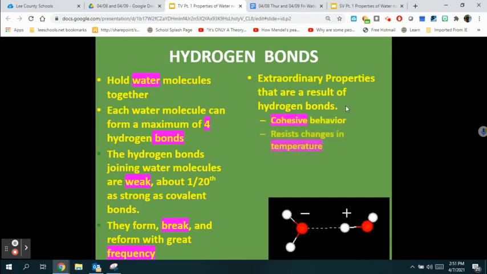Cohesive behavior. Resistance to changes in temperature. High heat of vaporization. And expanding when they freeze. They are a versatile solvent.